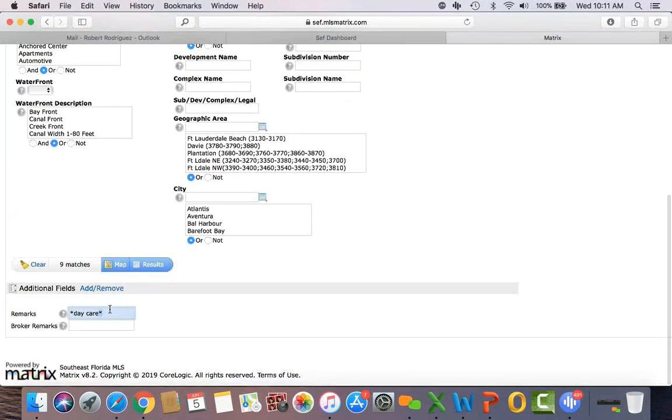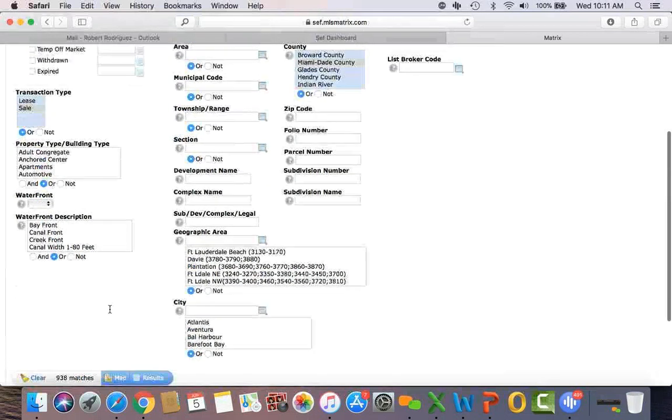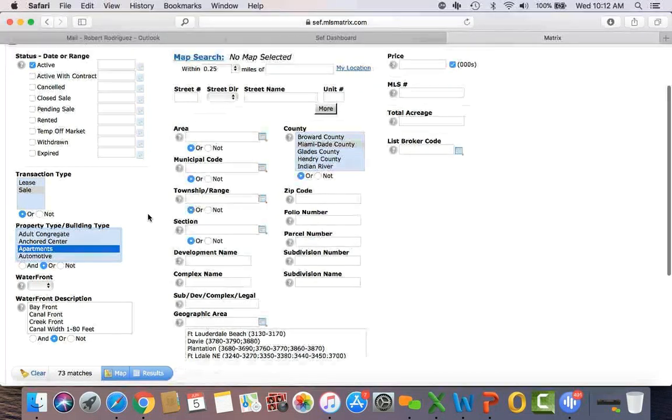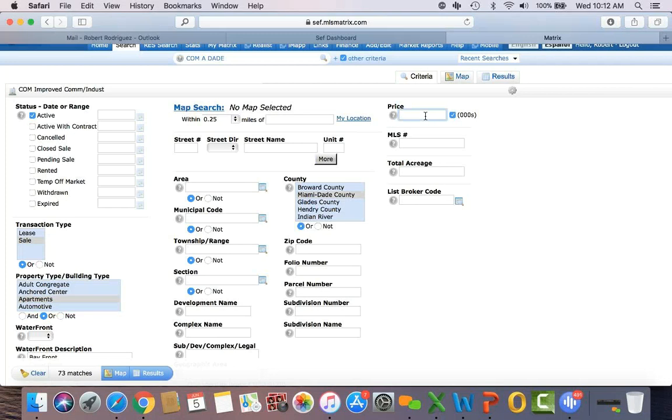All right, let's go ahead and get rid of this, and let's purchase, and let's do apartments. When looking for apartments, these would be apartment buildings, more for investors who are looking to purchase an investment property. And we're going to go ahead and stay in Miami-Dade County. Let's put in a price range of, let's say, $500,000 to $1,500,000. You're looking at 26 matches.